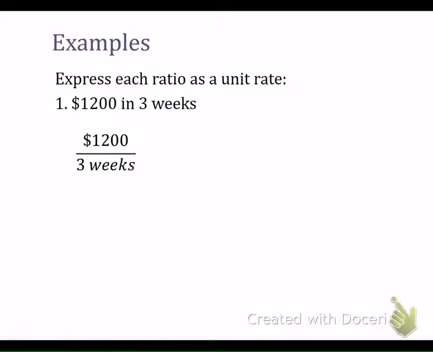Okay? So the original ratio is $1,200 to 3 weeks. So in 3 weeks, $1,200. We want to reduce this to make this bottom number a 1. So when I divide the top and bottom by 3, that gives me $400 over 1 week. We don't really say it like that in real life. We usually say per week. So unit ratios are usually written with the word per. Any questions on a unit rate?